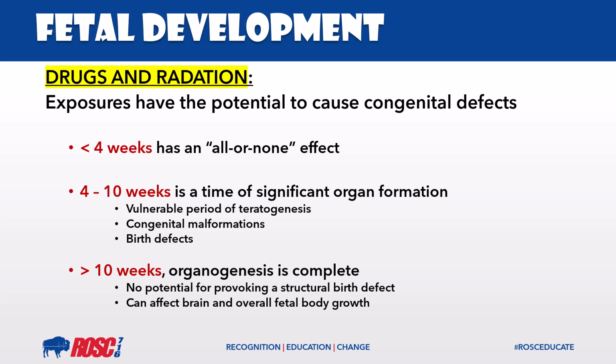If we have the exposure within the first 4 weeks, we have what is called the all or none effect. That is, either the embryo dies due to the exposure or nothing happens at all and there are no downstream effects. Then we have anywhere from 4 to 10 weeks, and this is the vulnerable period. This is where we're vulnerable for congenital malformations and birth defects.